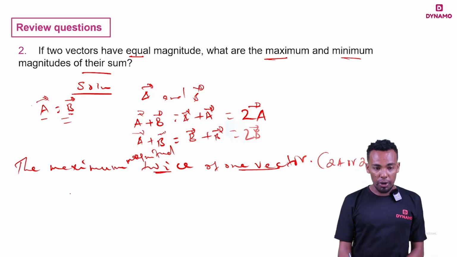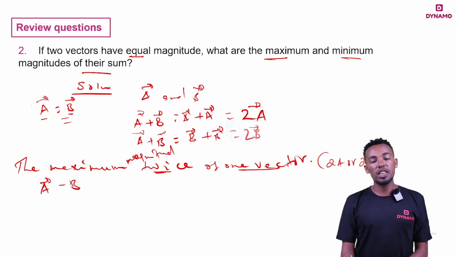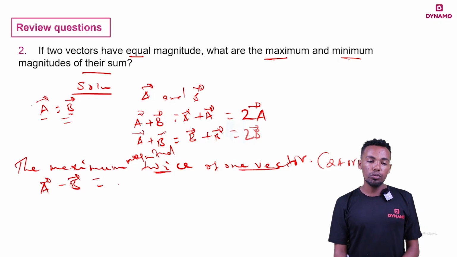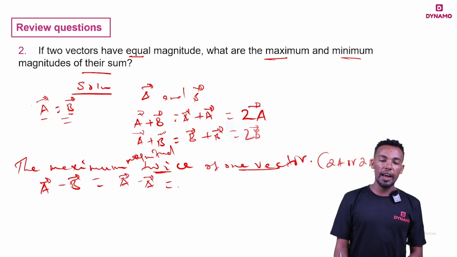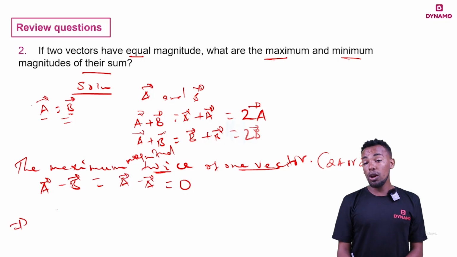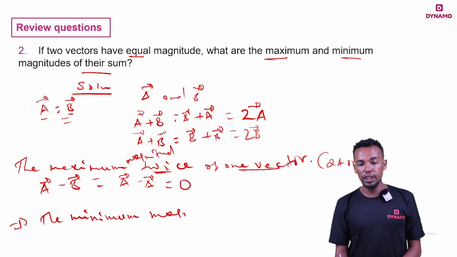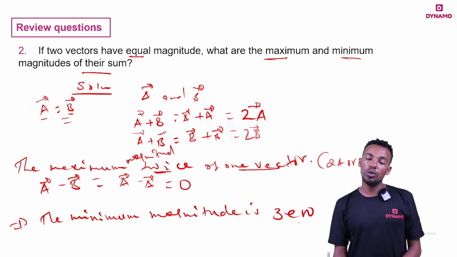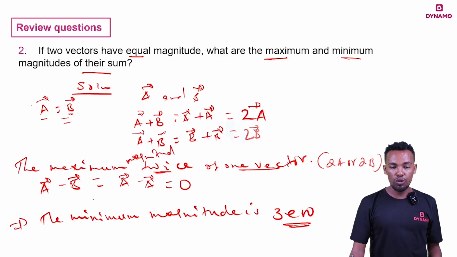The minimum value, we use subtraction. Vector A minus vector B is vector A minus vector A, or vector B minus vector B. Therefore it is 0. The possible value of the minimum magnitude is 0. A minus B is equal to A minus A, or what else could it be?